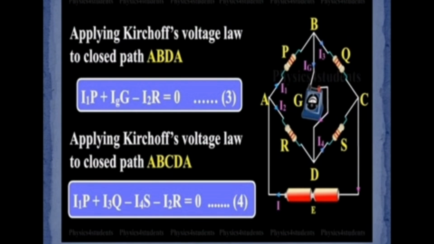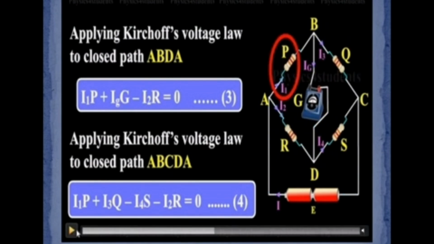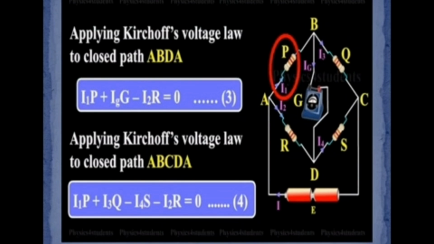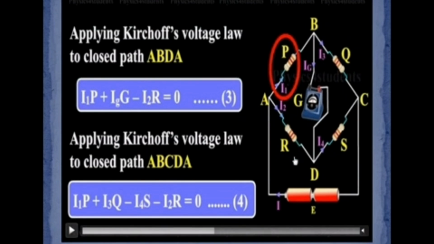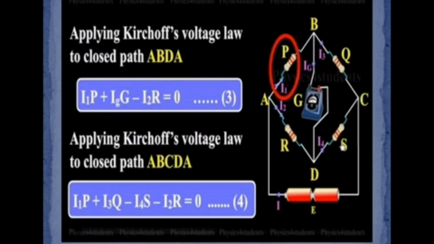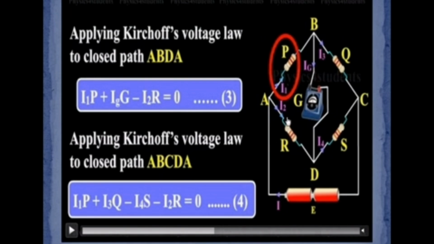So applying the Kirchhoff second rule for the next closed loop, A, B, C, D, A. Here the product of current and resistance: I1P plus I3Q, because I1P and I3Q are in the clockwise direction, but I4S and I2R are in the anti-clockwise direction. That's why they are taken as negative. So I1P plus I3Q minus I4S minus I2R equal to 0. So this is applying the Kirchhoff second law.